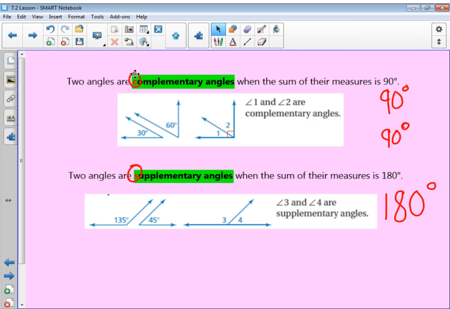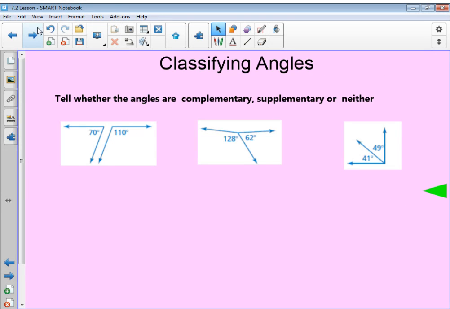So we're going to go ahead and actually practice identifying some of these angles. So we're going to tell whether the angles are complementary, supplementary, or neither. So what we're going to do is go ahead and add the two angles together. And you'll notice supplementary angles, if I were to slide these two together, their bottom line creates a straight line, or at least this one looks like it.